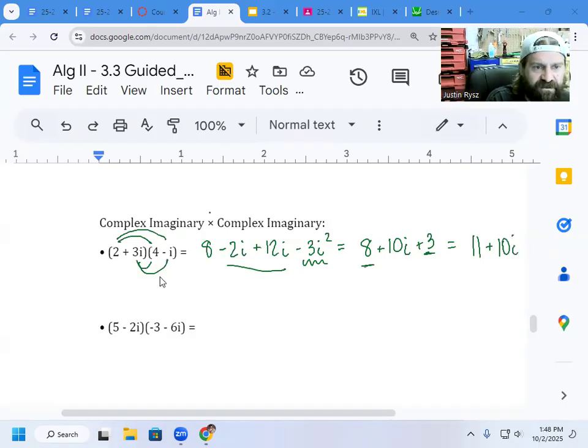Kind of like doing these ones. It's like a little extra surprise twist ending. All right, do this next one here. We're going to do 5 times negative 3 is negative 15. And 5 times negative 6i is negative 30i.